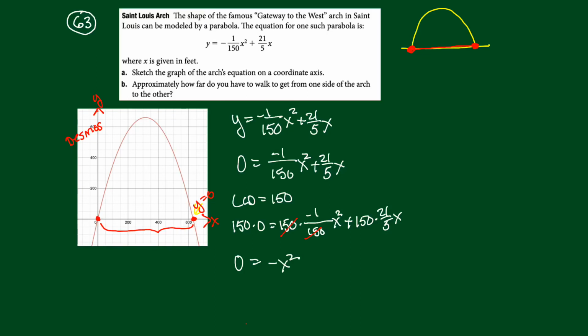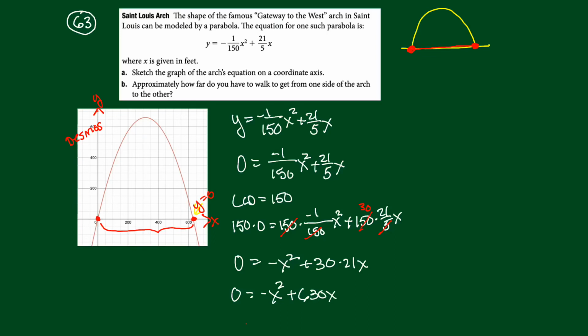And then here, what do we have? Well, 5 will go into 150. 5 into 15 is 3 and another 0. So we're going to have 30 times 21x. Let's simplify that. We'll get 0 is equal to negative x squared plus, now 3 times 21 is 63, but we have a 0 there, so 630x.